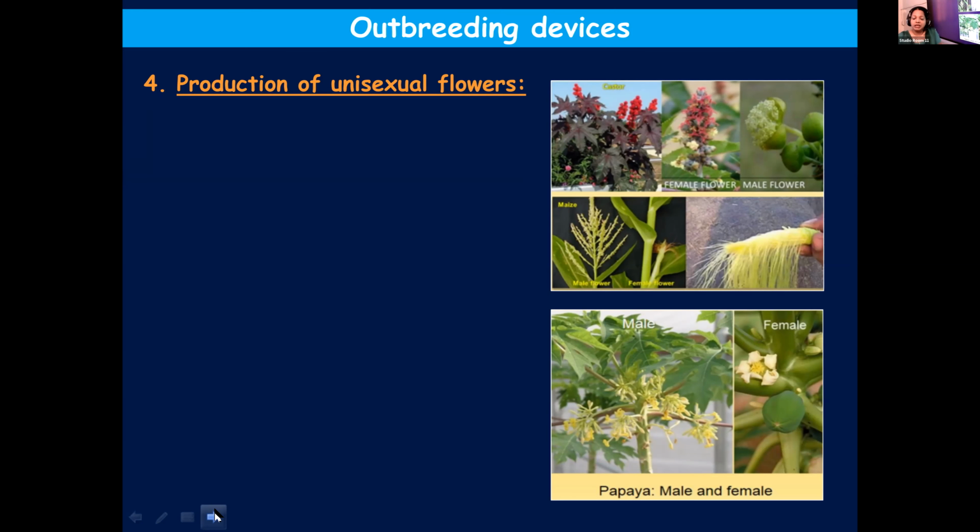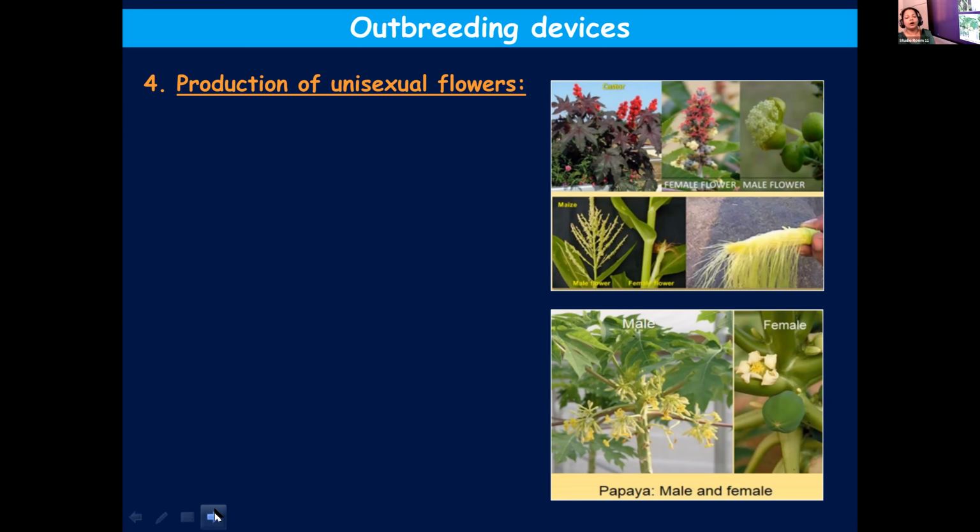But geitonogamy cannot be prevented. Geitonogamy means transfer of pollen grains from the anther of a flower to the stigma of another flower of the same plant. Since male and female flowers are found on the same plant, geitonogamy might take place. And that is also, as we already discussed, genetically autogamy, or genetically self-pollination.